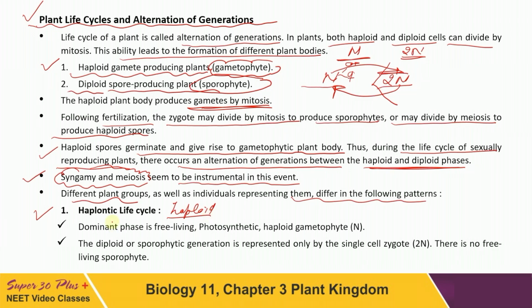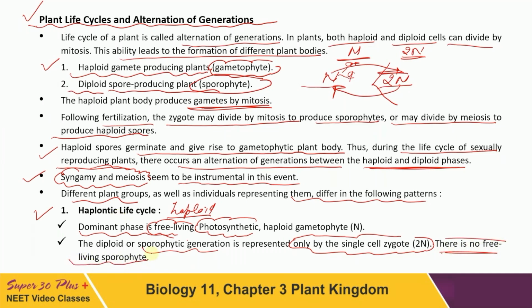In the haplontic life cycle, the dominating phase is free living, photosynthetic and long lasting, while the diploid or sporophytic generation is represented only by the single celled zygote. This type of life cycle is known as the haplontic life cycle. The sporophytic stage doesn't have a free living state. Is it clear? That is the haplontic life cycle.